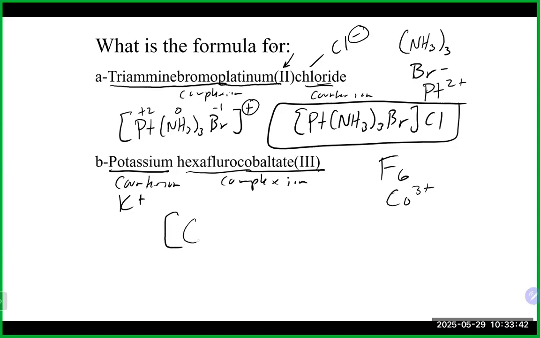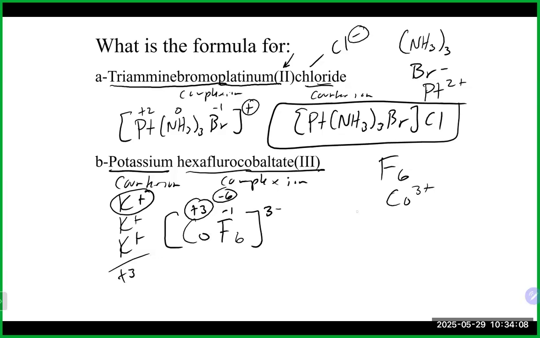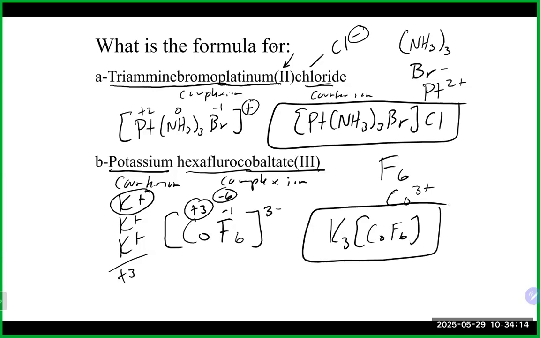That means if I build out my complex ion part, it'll look something like this. This being +3, this being -1, and there's 6 of them. So overall, I'm rolling with a -3 charge for my complex ion. And that's important because in this case, we need not 1, not 2, but 3 of the counter ions to balance out the charge. So that would give us K3CoF6 as our proper formula. Any questions on naming or writing formulas for complex ions or coordination compounds?